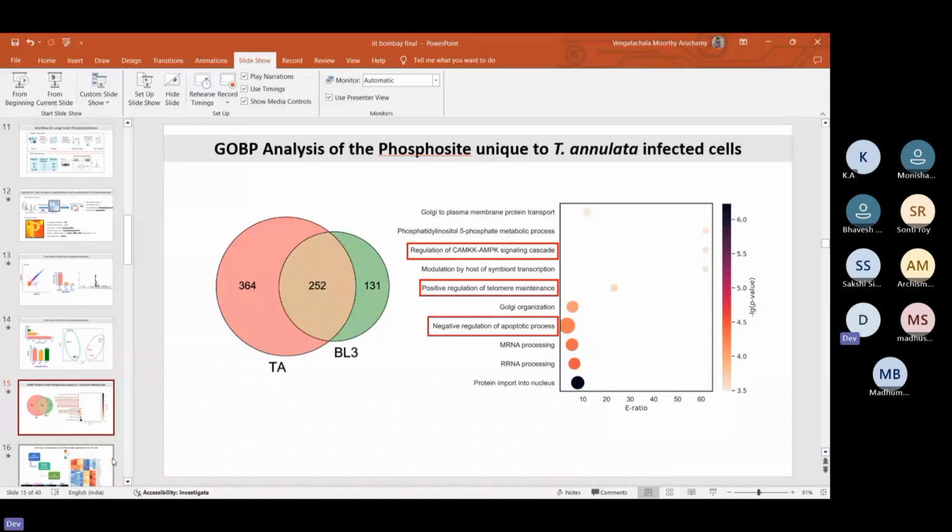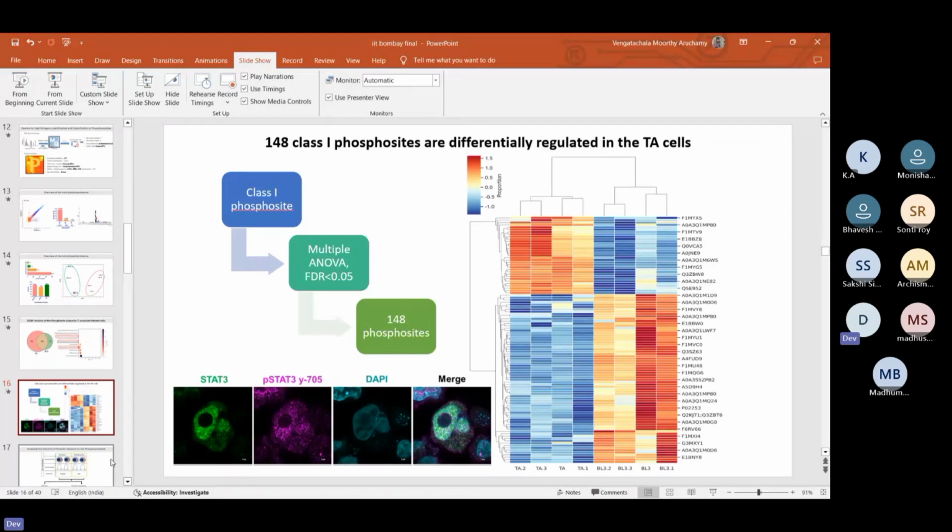The next question we ask is whether there is any differential phosphorylation or expression change of the phosphopeptides that we have identified from our data. Here we have only considered the class 1 phosphosites, which have a localization score of more than 0.75. After applying the multiple ANOVA test and FDR of 0.05, we have identified 148 phosphosites that are differentially regulated upon infection. One of the key proteins identified from this differential phosphorylation data is phosphorylation of STAT3, which is a transcription factor, at position 705.